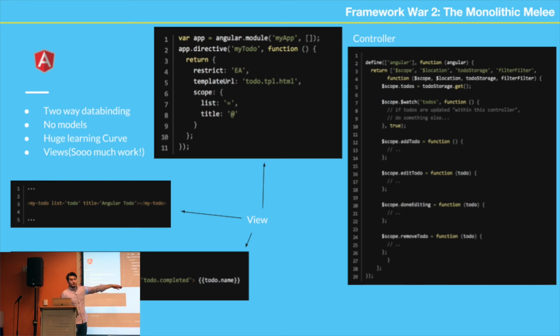And then finally you have a controller. As you see, there are no models. It's just views and controllers. And at the time, I didn't really know what MVC was, so I didn't know I was supposed to have it. But if I was going into Angular today, I would think to myself, where do I store my data? There's a huge learning curve.